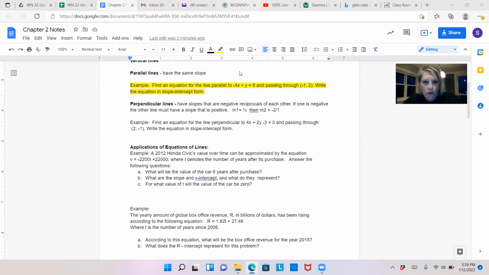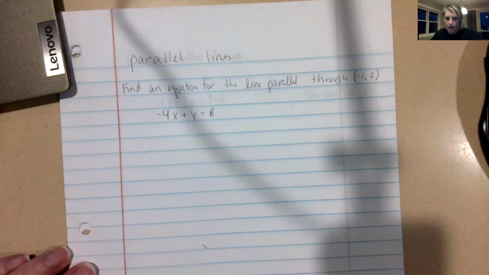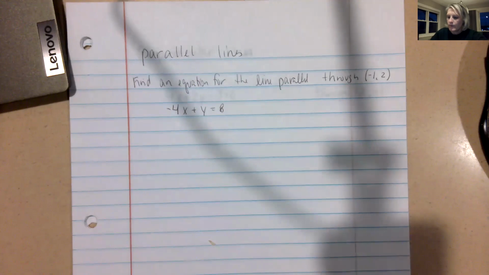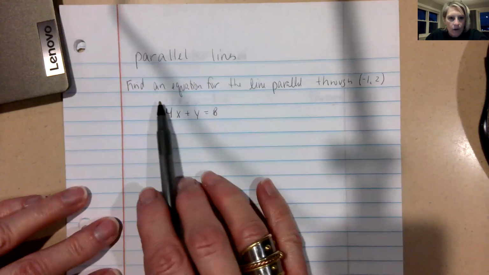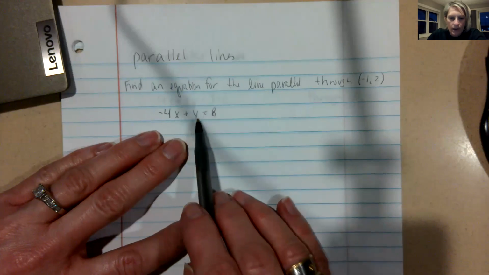So I'm going to show you my paper, and don't worry, I've written it all down on my paper. I also want to encourage you to print out the notes. I've linked those notes in Canvas. So we're going to find an equation for the line parallel to this one.